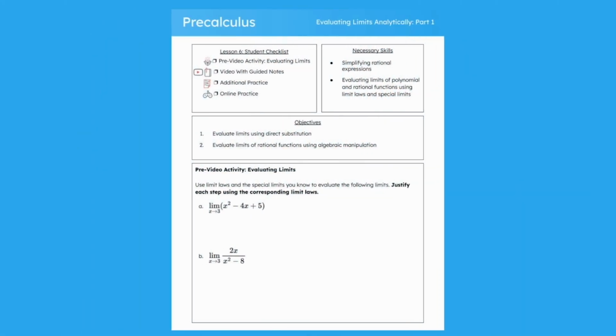At the start of your lesson, you had the pre-video activity, Evaluating Limits. If you haven't had a chance to work on it yet, pause the video to do that now. Let's work it out together.